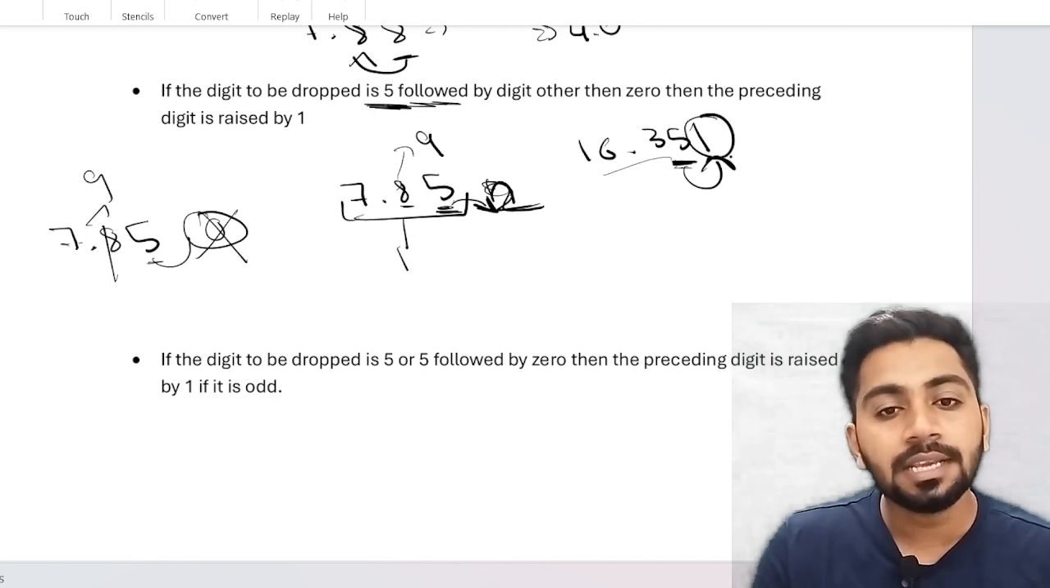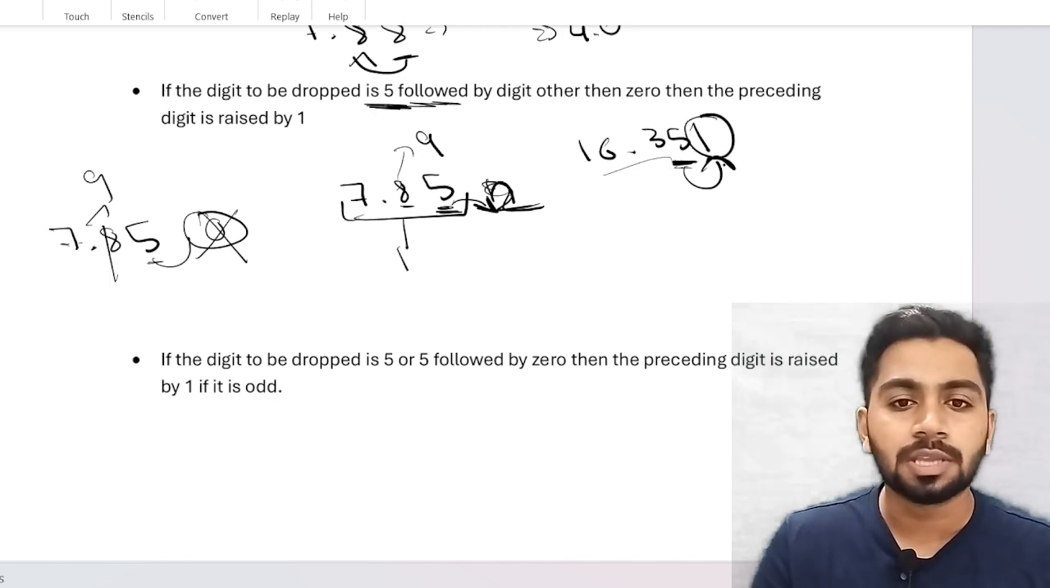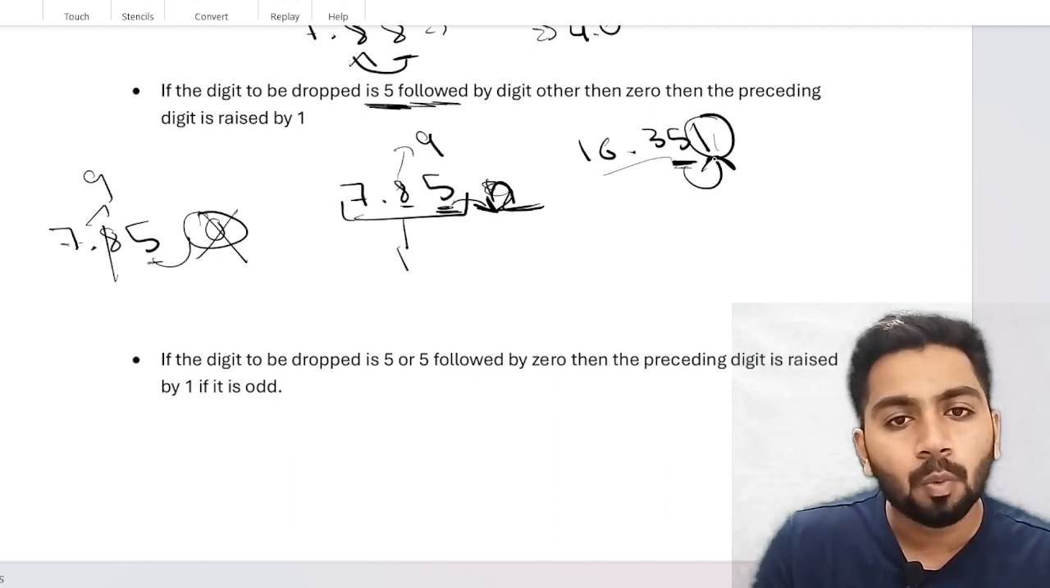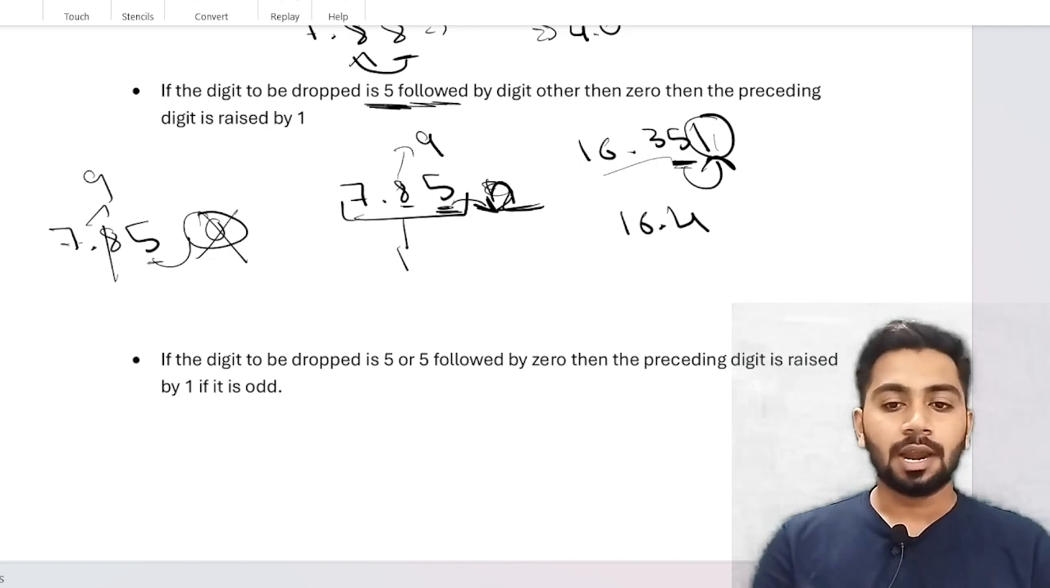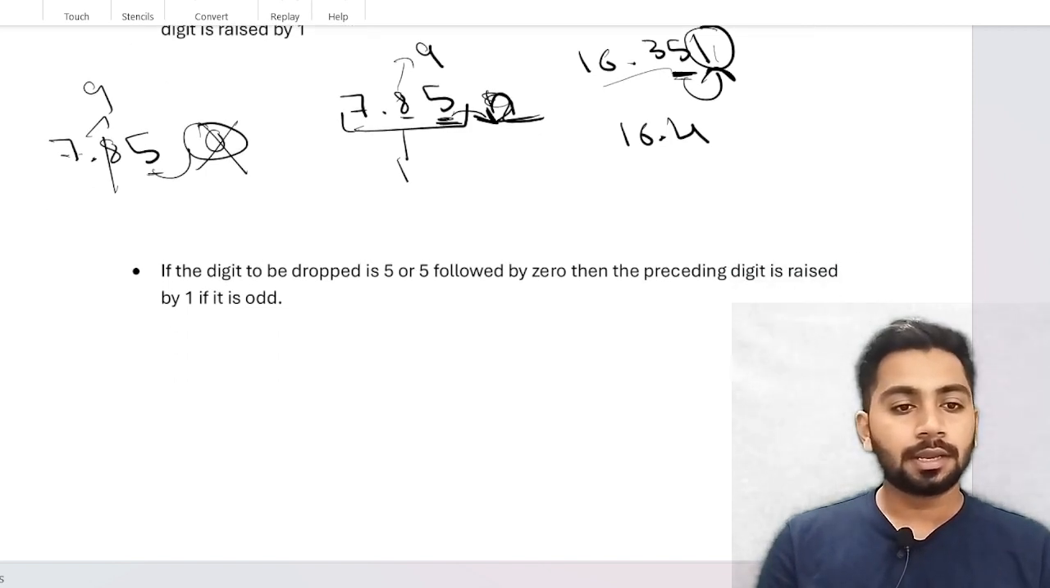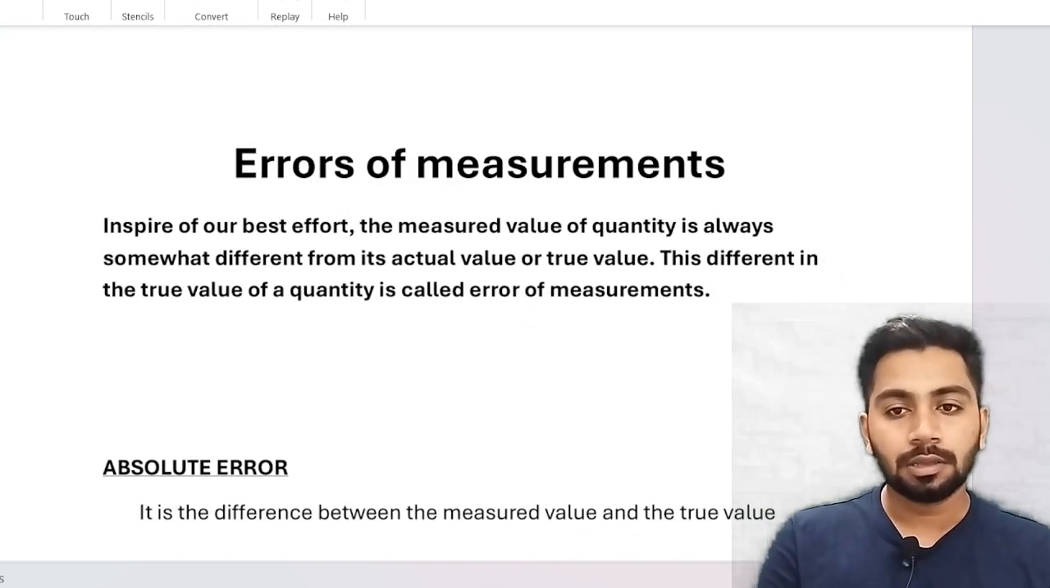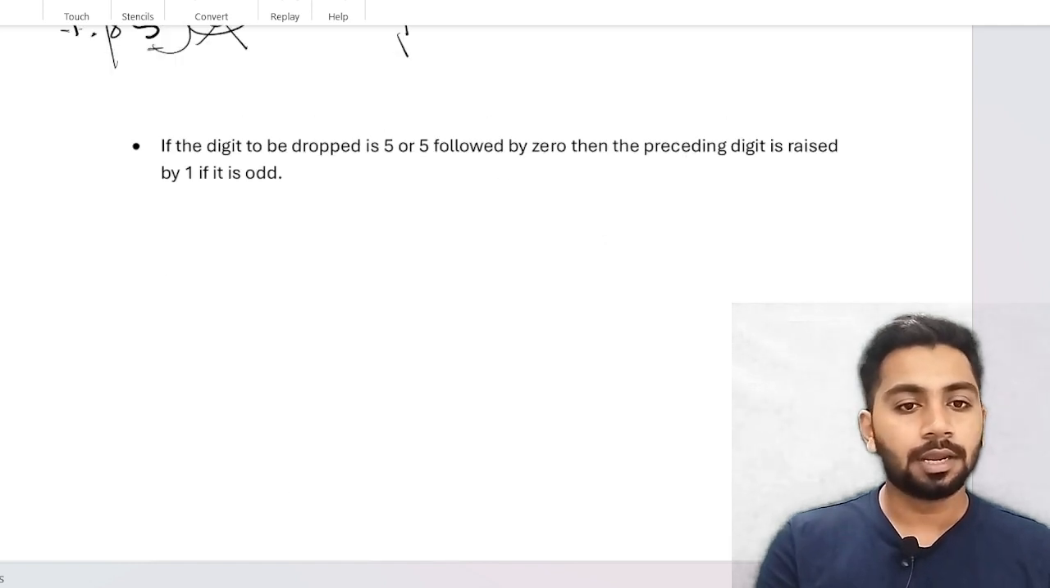If it is exactly 0, then you will keep same percent. But if it is greater than 0, one number, at that time you will increase this by one. Understood? Three rules, crystal clear.